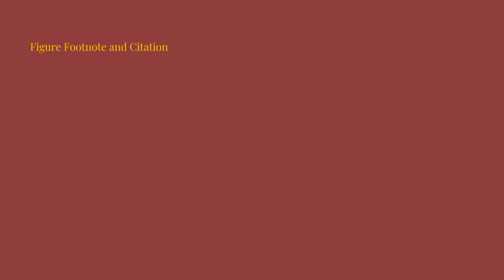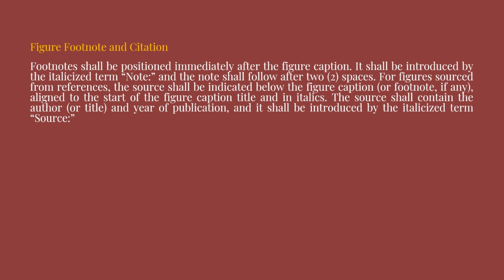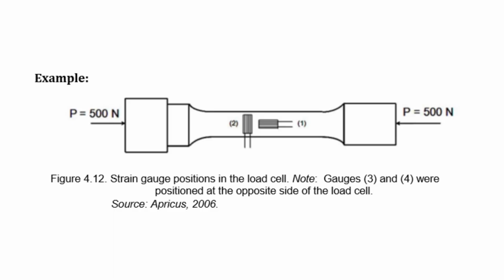For the figure, footnote, and citation, actually you can follow the same formatting. For example, you have here a figure. So you have here the footnote, which is the note, which is in italicized, followed by the note itself. And if you copy that figure from another book or in the internet, you have to cite the source. So do not just copy and paste figures and then use it as your own. That's considered as plagiarism. So when you copy it, when you use it, you have to cite it. That's why you have here source in italicized format also.